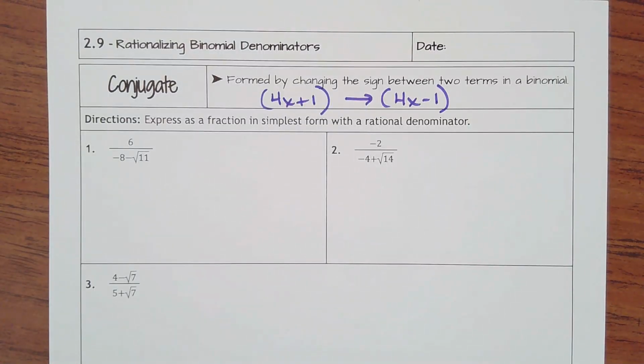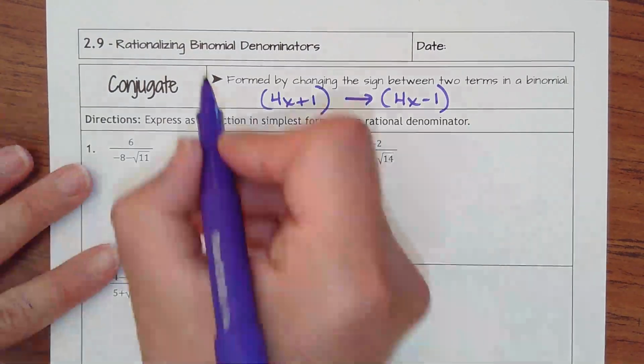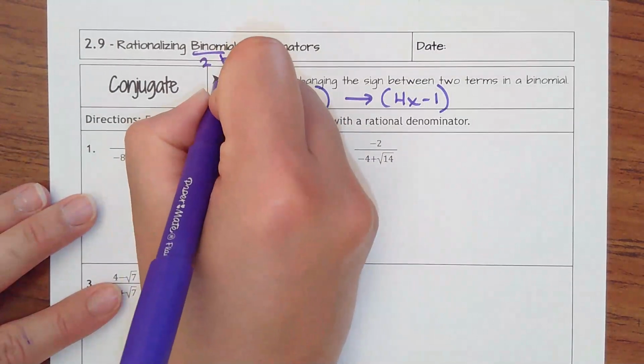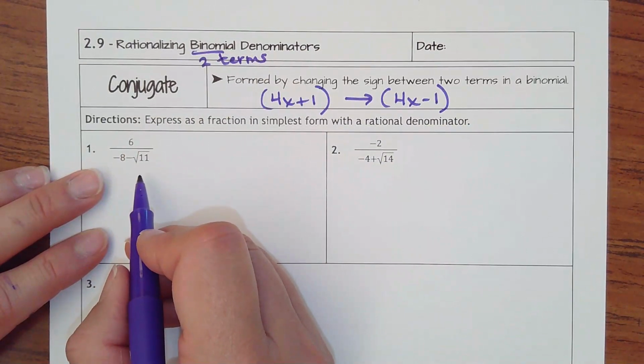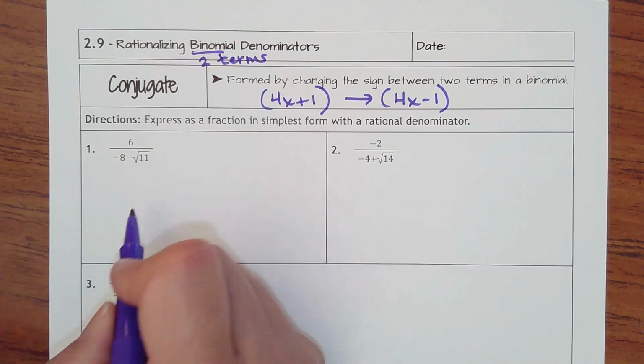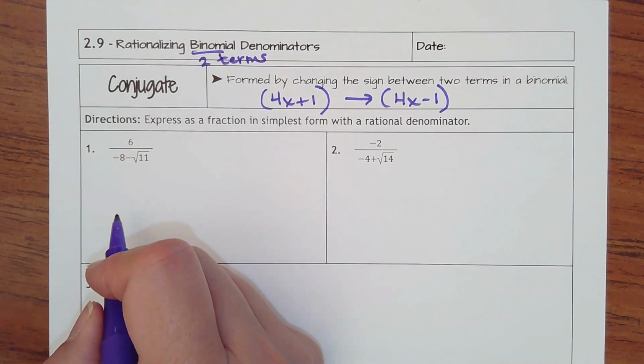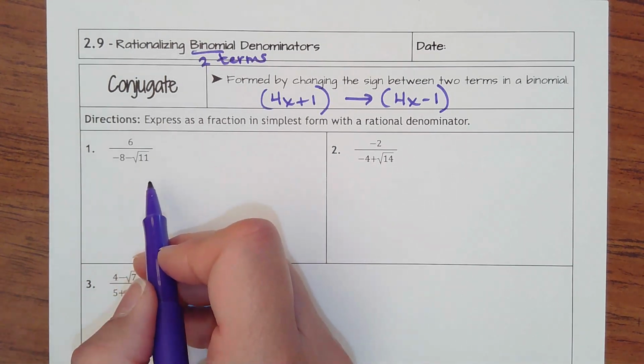Lesson 2.9 is rationalizing binomial denominators. We talked about a binomial being two terms. So now you have two terms on the bottom of the fraction. Maybe just one part has a radical. You still have to rationalize the denominator to get rid of that radical.